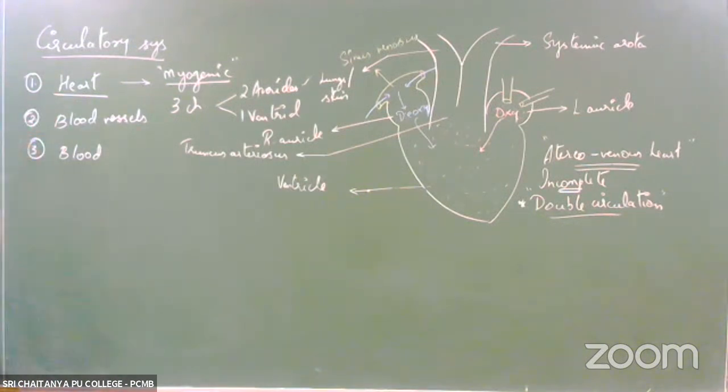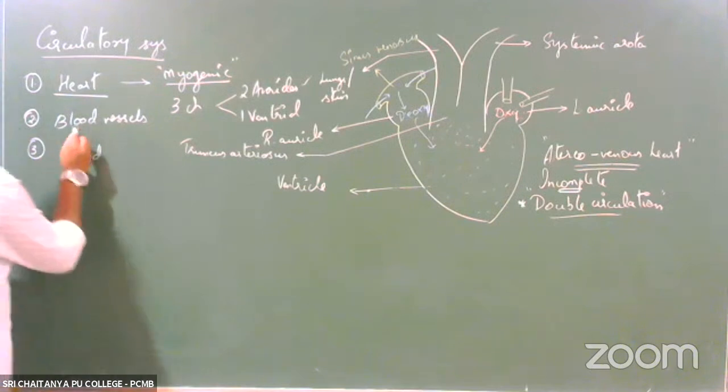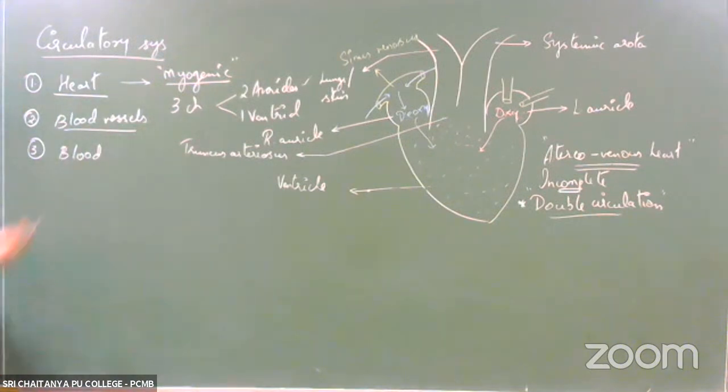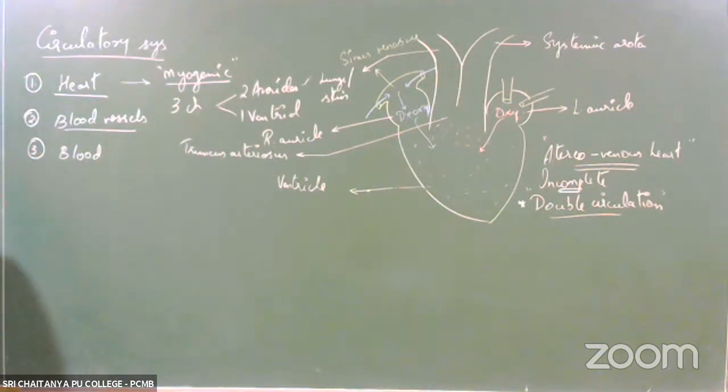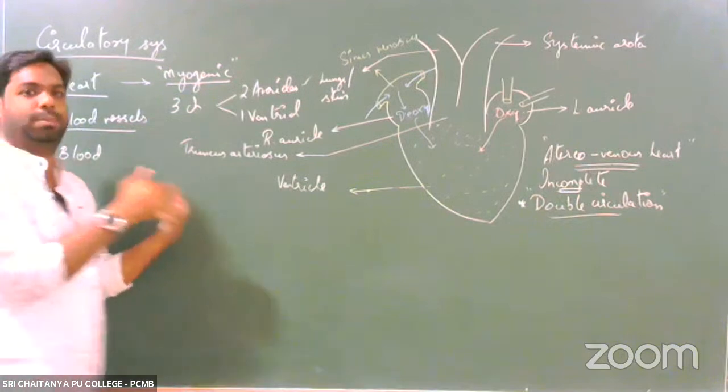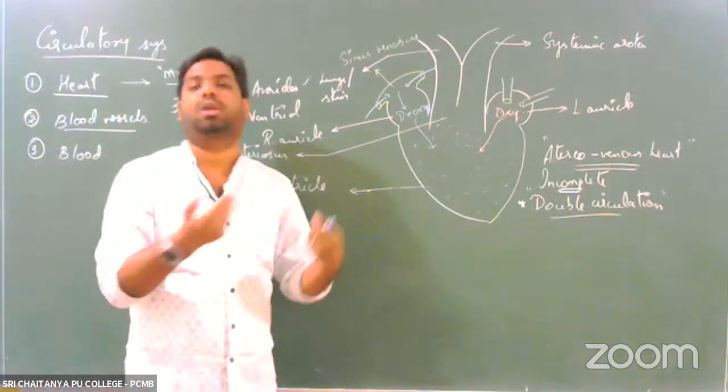Next one, talking about the blood vessels. Now, these organisms, as I've already mentioned, have a closed type of circulatory system. Since they have a closed type of circulatory system, blood is limited to flow only in the blood vessels. So blood will not come out of the blood vessels. If at all the blood comes out of the blood vessel, what would happen? There would be clotting of blood.